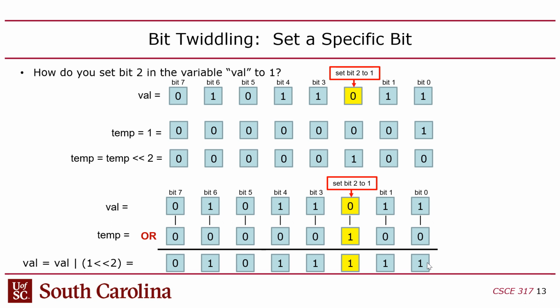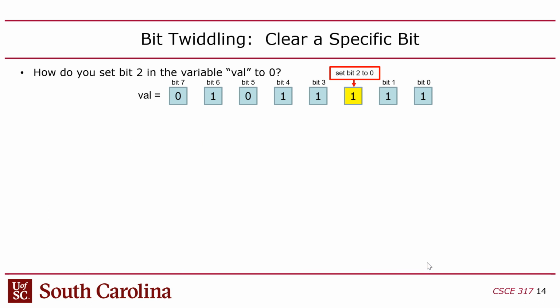What if I want to set it to 0, though? That's a little bit more complicated. So if I want to set it to 0, I would start out by taking that temporary value, setting it to 1, shifting it 2 bits to the left. But now I want to set that bit to 0, and again, leave it at 0 if it's already 0. So how is that going to work?